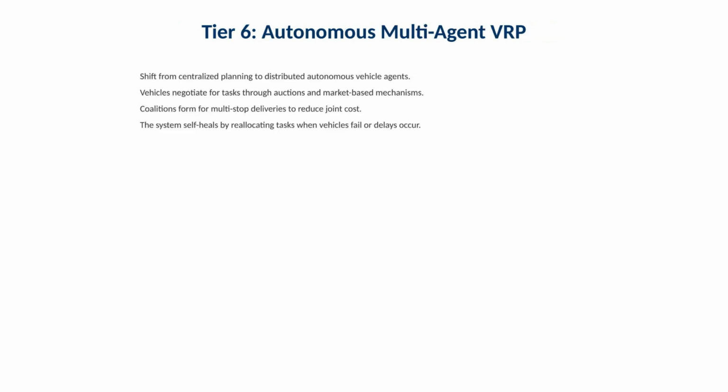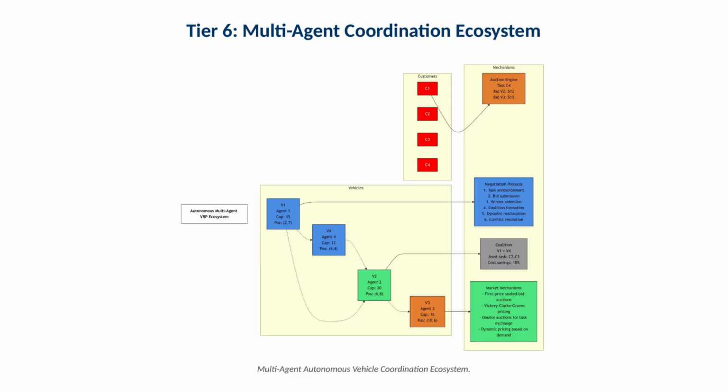Tier 6 shifts from centralized planning to distributed autonomous decision-making. Each vehicle becomes an agent capable of bidding for tasks based on position, capacity, and cost. Auctions and negotiation protocols allow rapid reallocation when conditions change. Coalition formation allows agents to coordinate multi-stop routes that reduce joint cost and improve utilization. This figure visualizes a multi-agent ecosystem, where vehicles coordinate through communication and market-based mechanisms. The key takeaway is that local interactions can create emergent global efficiency, and the system can self-heal when disruptions occur.